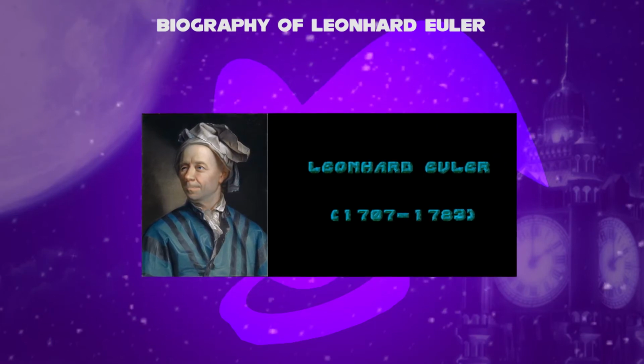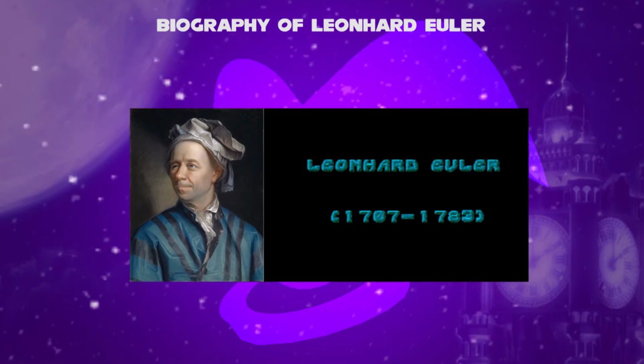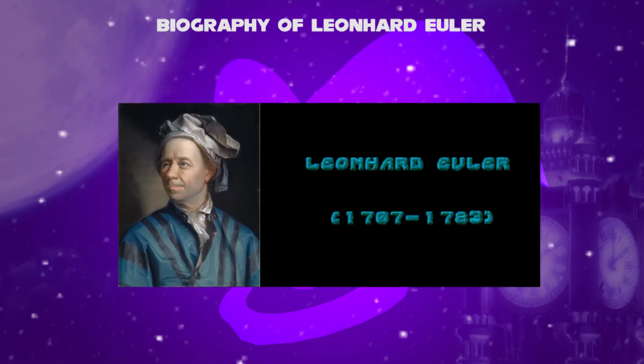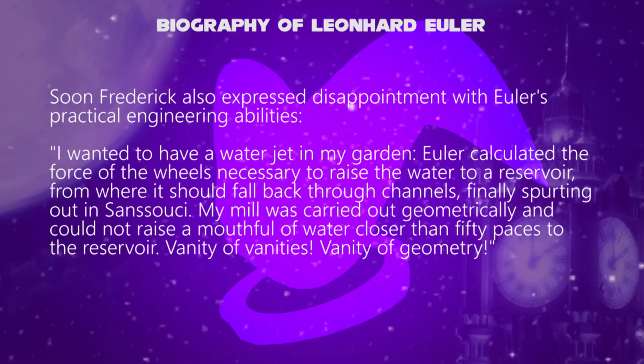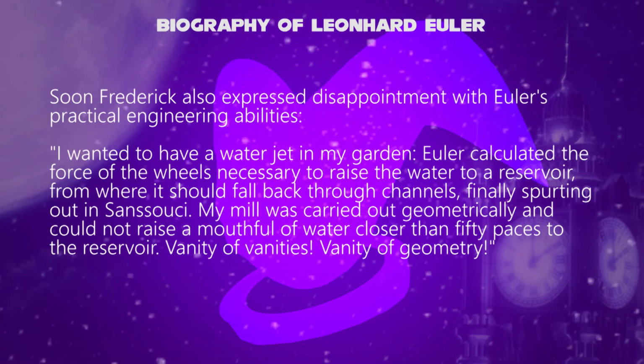Euler was a simple, devoutly religious man who never questioned the existing social order or conventional beliefs, in many ways the polar opposite of Voltaire, who enjoyed a high place of prestige at Frédéric's court. Soon Frédéric also expressed disappointment with Euler's practical engineering abilities.